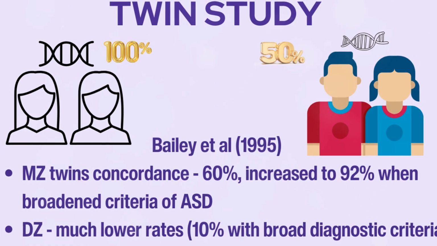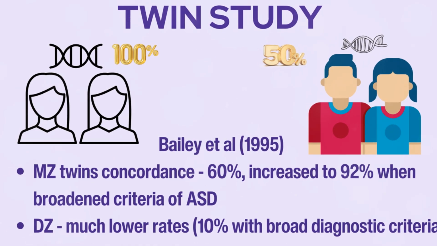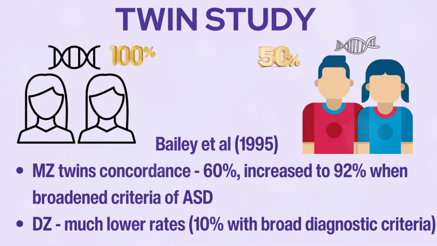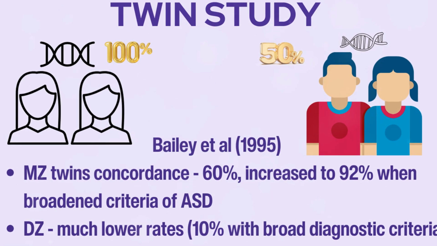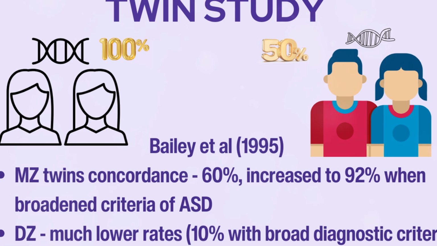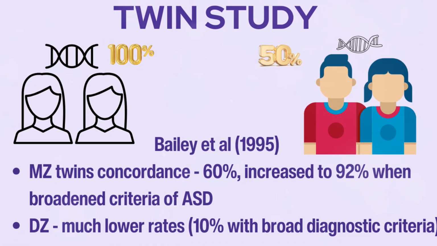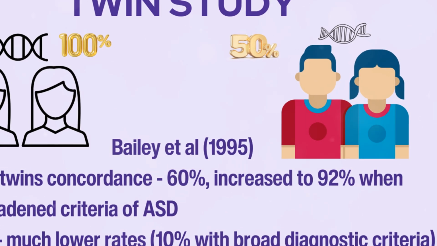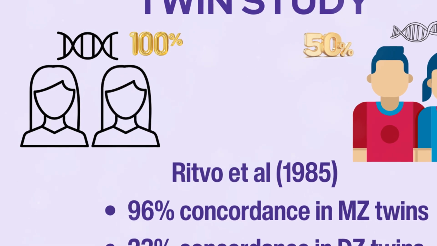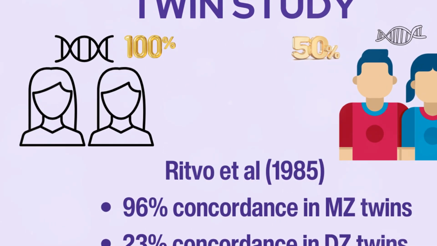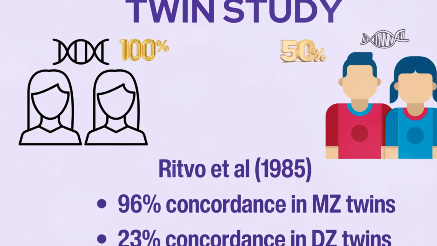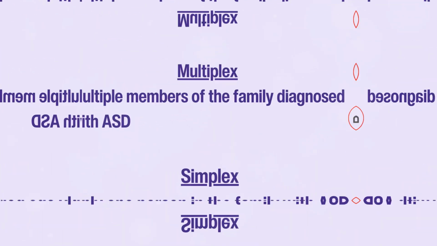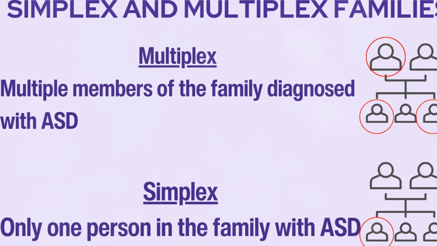Bailey et al. in 1995 studied identical twins, also known as MZ twins, and found a 60% concordance rate for ASD. This rate increased to 92% when broad autistic traits were included. Meanwhile, non-identical twins, or DZ twins, showed much lower concordance, emphasizing the role of shared genes. Ritvo et al. in 1985 found similar results, with a striking 96% concordance in MZ twins compared to 23% in DZ twins. Now, let's talk about simplex and multiplex families.